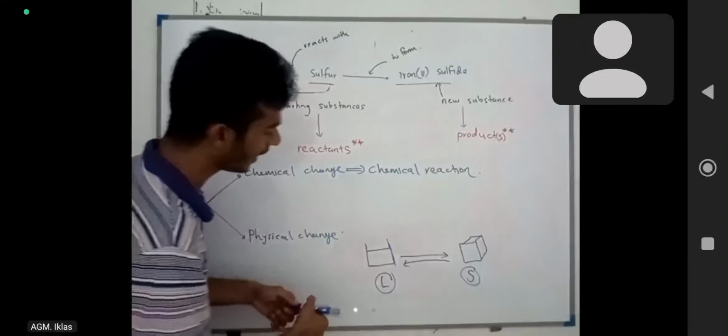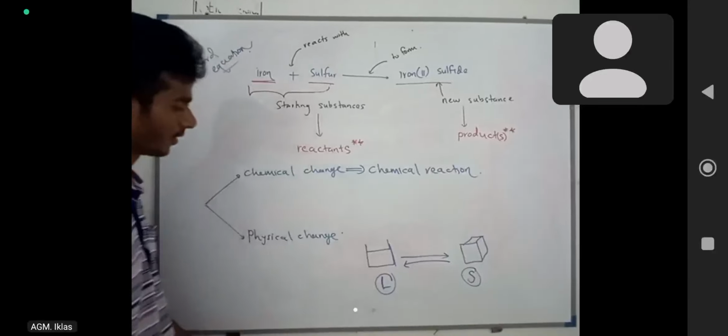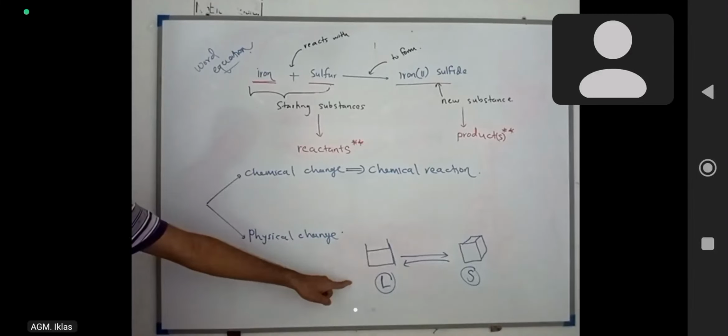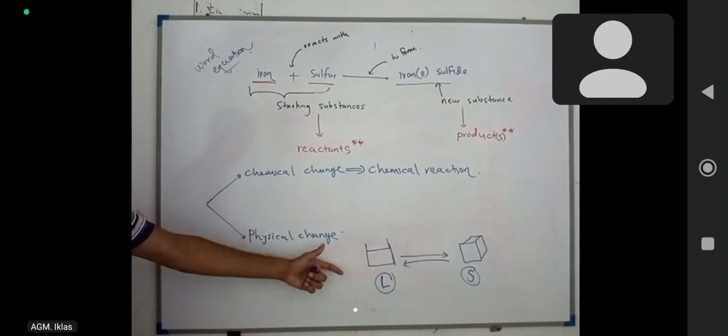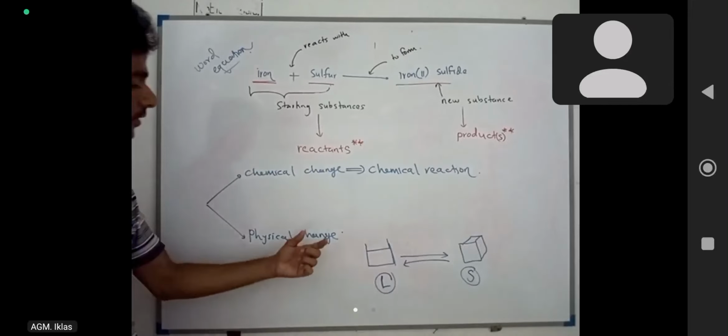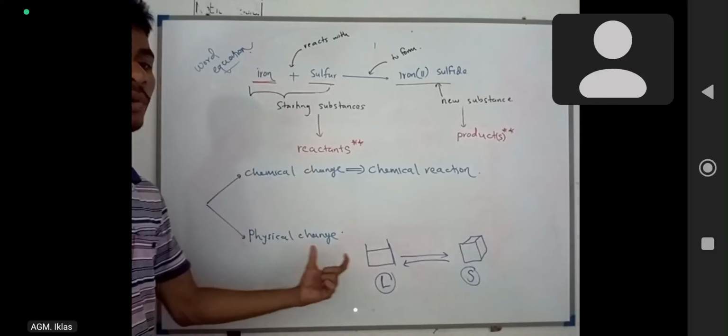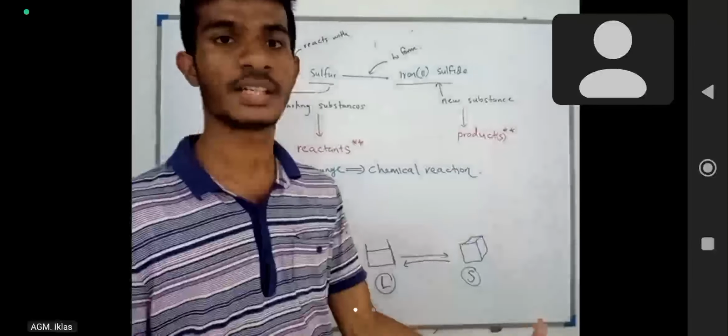Here I have liquid water. I understood this one. I understood the example, but I wrote, for chemical change, chemical reaction, and for physical change, physical reaction. Are you asking the definition of physical change? So you can tell, the changes in the states of matter are called physical change.